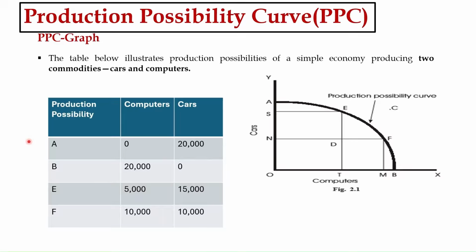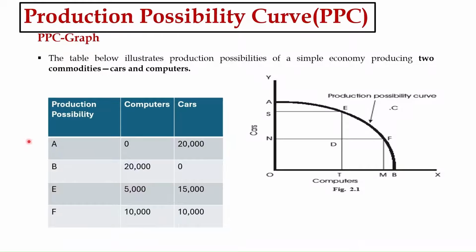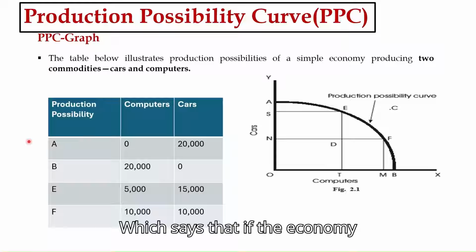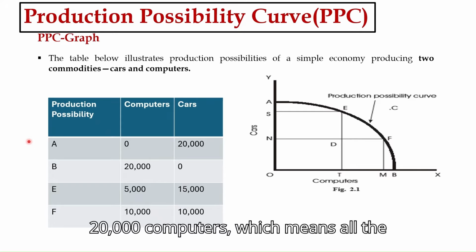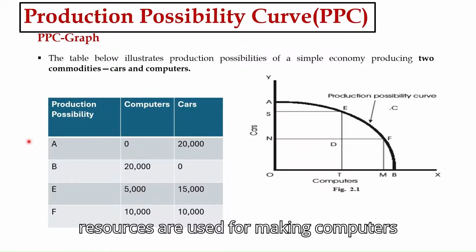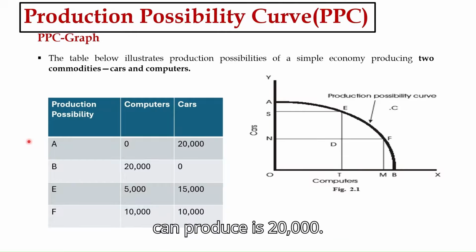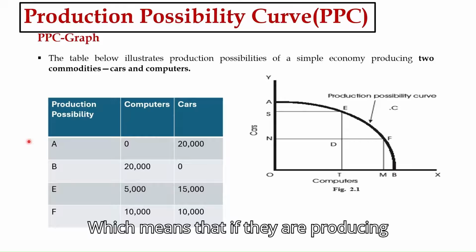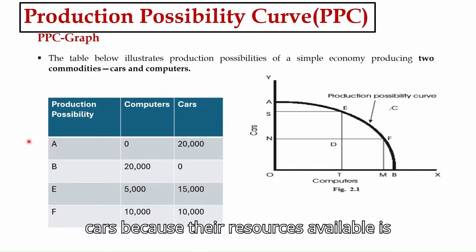Similarly, the second combination, which is B, says that if the economy decides to use the resources for producing 20,000 computers, which means all the resources are used for making computers, and the maximum commodity that they can produce is 20,000, then they cannot produce cars because the resources available are limited.